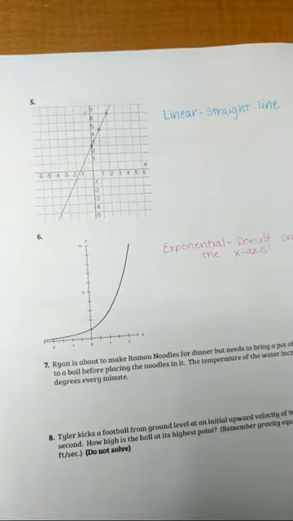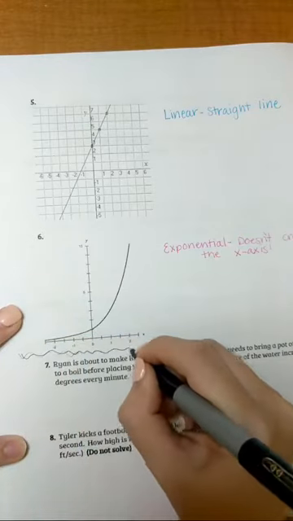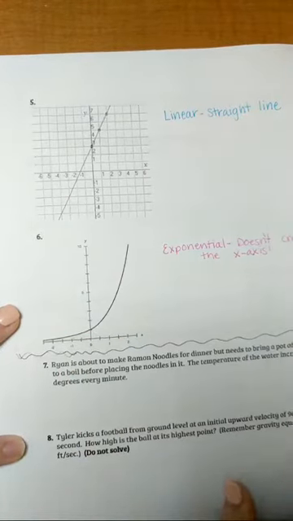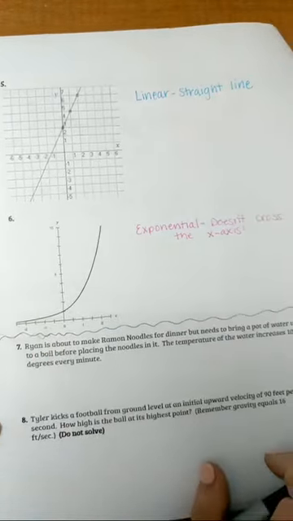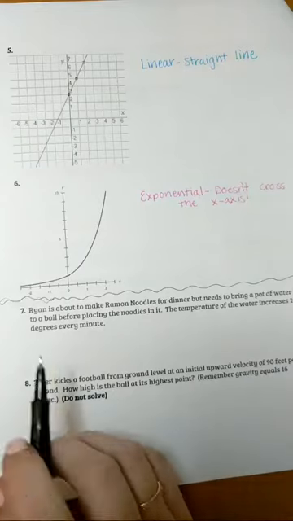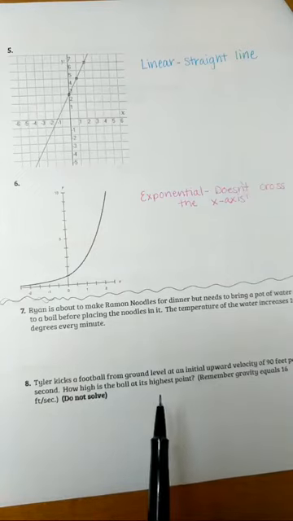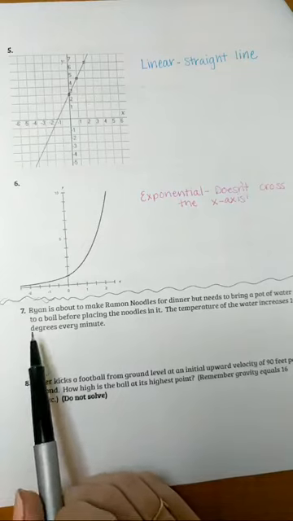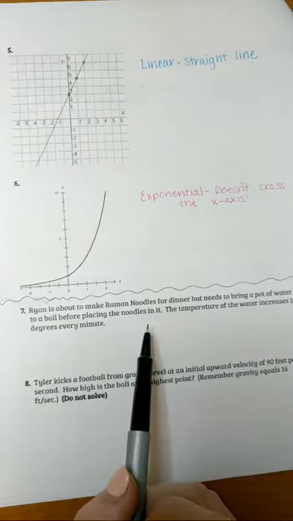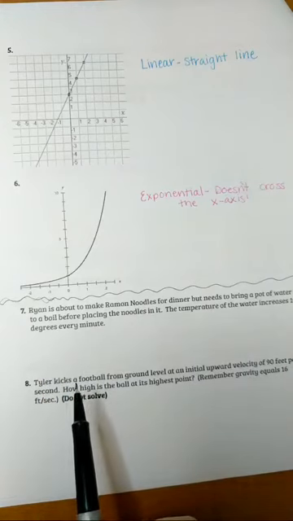Okay. So there was an example of the graphs, which, like I said, are pretty easy to tell what they are by the graph. Okay, so now some story problems. Ryan is about to make ramen noodles for dinner, but needs to bring a pot of water up to boiling before placing the noodles in it. The temperature of water increases 10 degrees every minute.